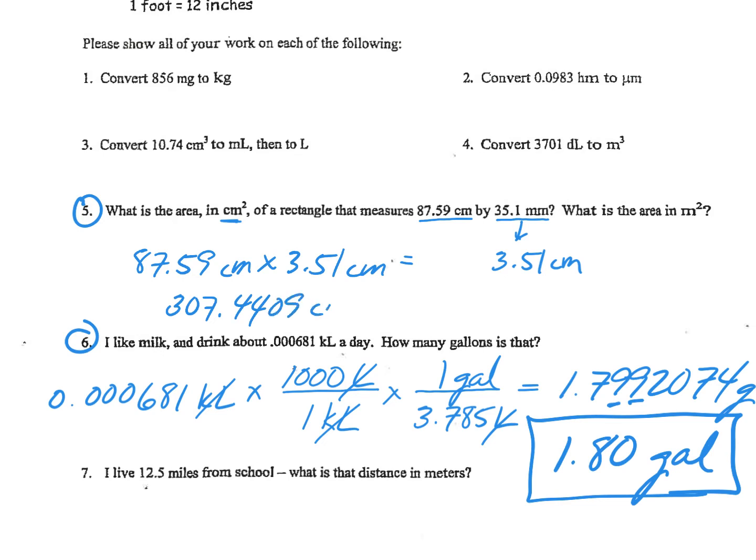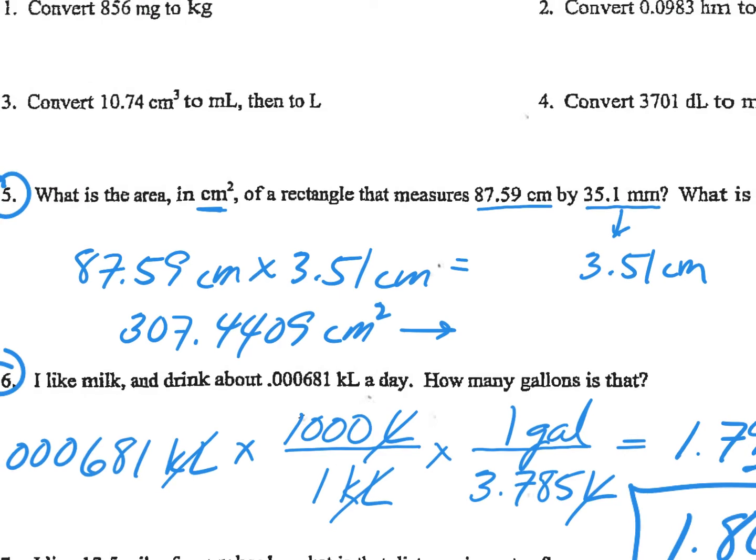307.4409. That's square centimeters, just like they asked for. But I'm going to convert this to 3 significant figures because the measurement with the least number of significant figures has 3 sig figs, okay? So I'm going to round this now. The only correct answer to this problem is 307 square centimeters.